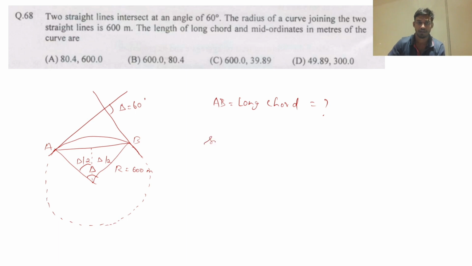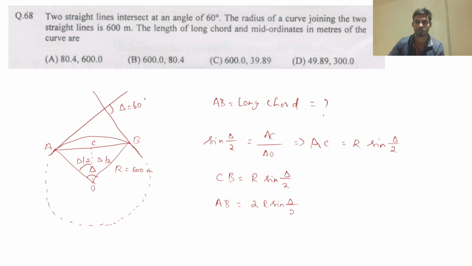So that means sine delta by 2 is equal to opposite by hypotenuse. So opposite is AC divided by hypotenuse, that is AO. So that means AC is equal to AO, that is R. AO means R sine delta by 2. And therefore CB is also equal to R sine delta by 2. So that means AB is equal to AC plus CB, that is 2R sine delta by 2, which is the formula for the long chord.